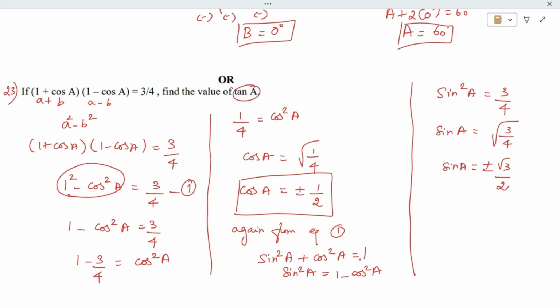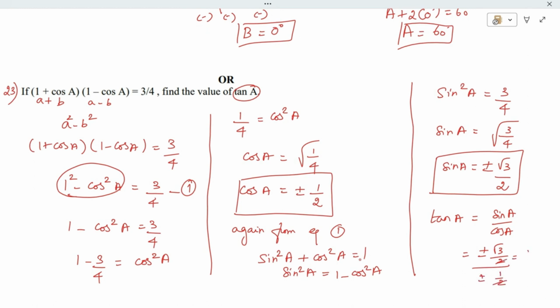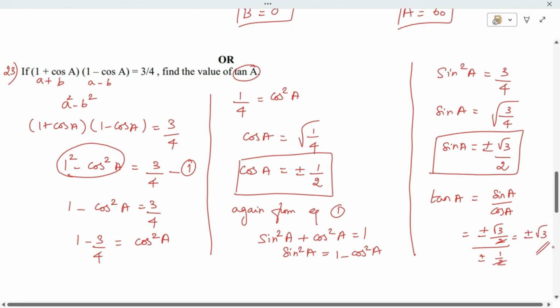So sin A is equal to plus or minus root 3 by 2. Now find tan A. Tan A is equal to sin A by cos A. So that is plus or minus root 3 by 2 divided by plus or minus 1 by 2. So cancel 2 and 2. Okay, so it is nothing but plus or minus root 3.